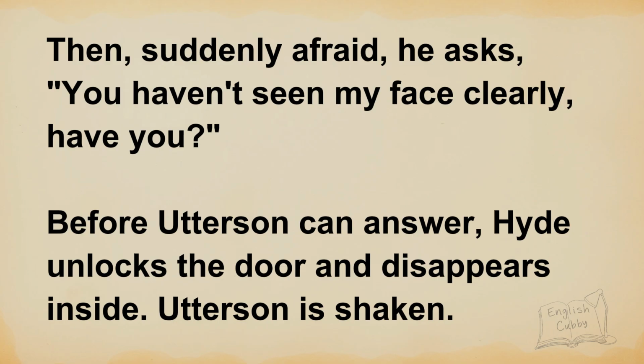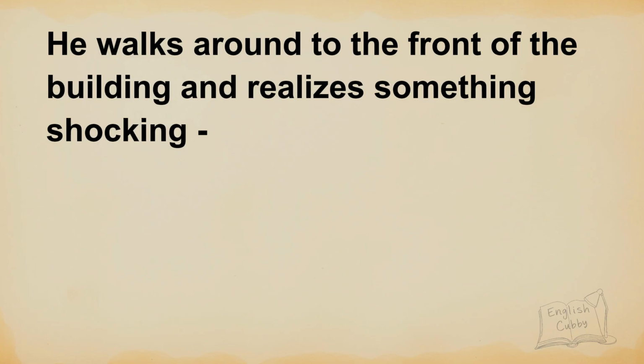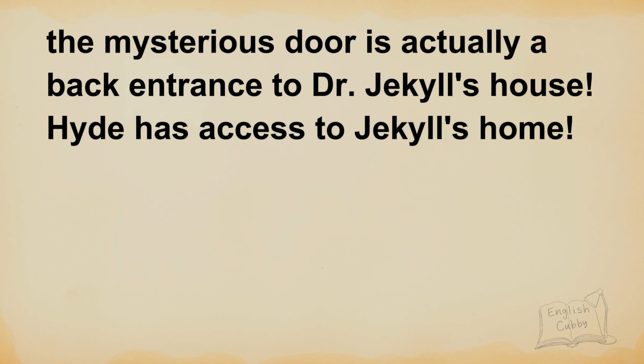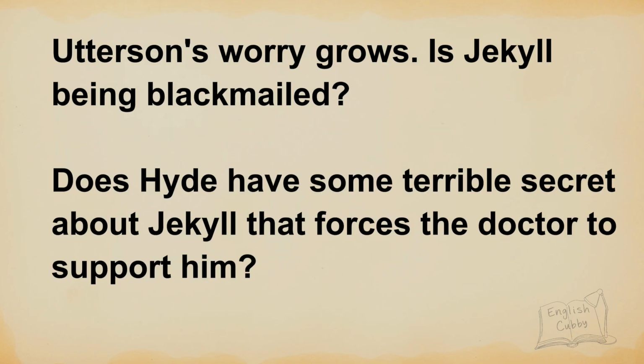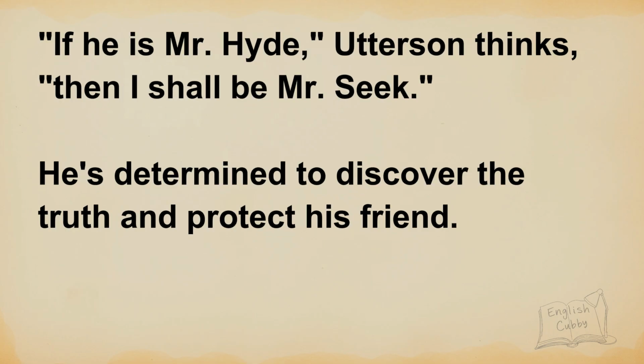Utterson is shaken. He walks around to the front of the building and realizes something shocking. The mysterious door is actually a back entrance to Dr. Jekyll's house. Hyde has access to Jekyll's home. Utterson's worry grows. Is Jekyll being blackmailed? Does Hyde have some terrible secret about Jekyll that forces the doctor to support him? "If he is Mr. Hyde," Utterson thinks, "then I shall be Mr. Seek." He's determined to discover the truth and protect his friend.